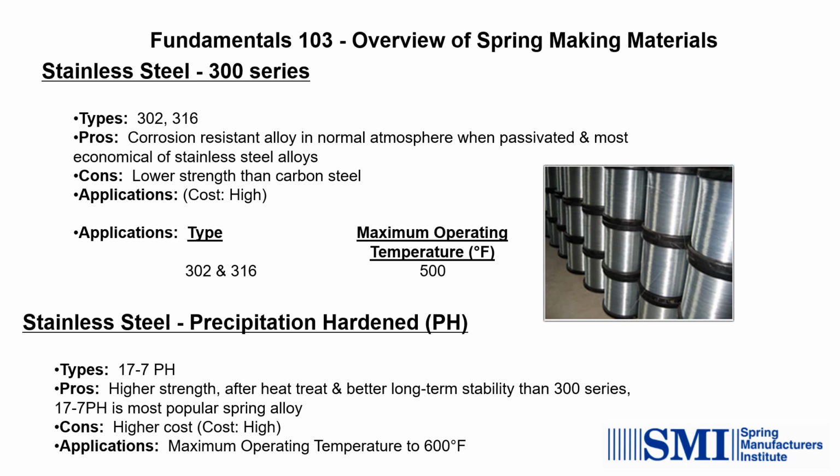Stainless steel, precipitation hardened. Type 17-7 PH. Pros: higher strength, after heat treat, and better long-term stability than 300 series. 17-7 PH is the most popular spring alloy. Cons: they come at a much higher cost. Note the max operating temperature of 600 degrees Fahrenheit.